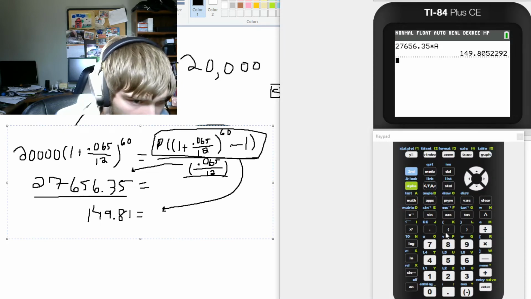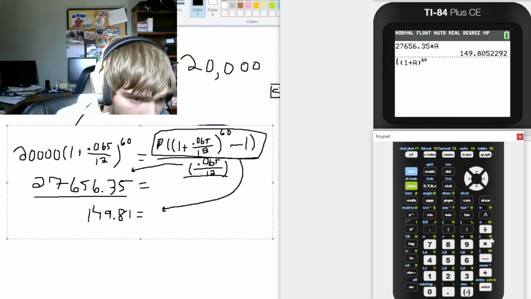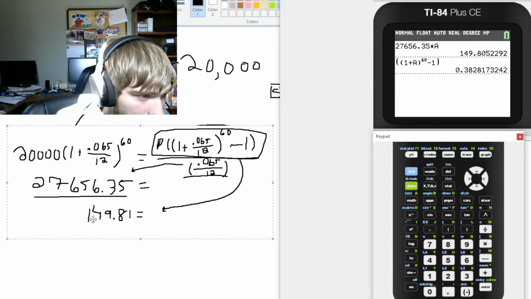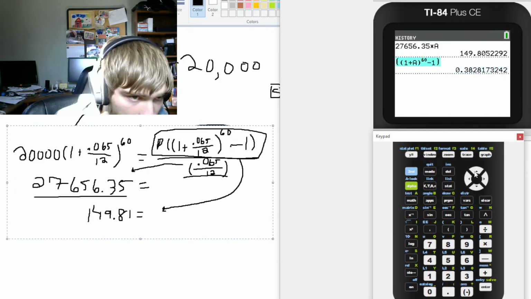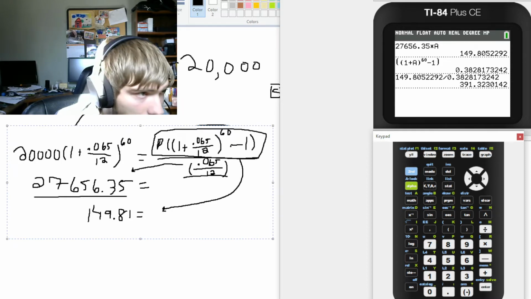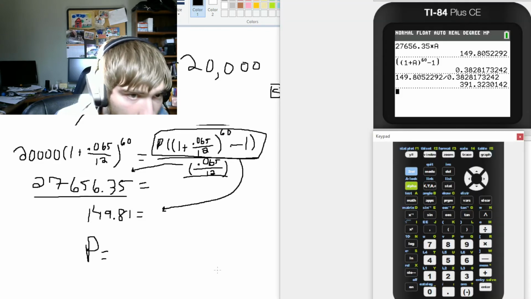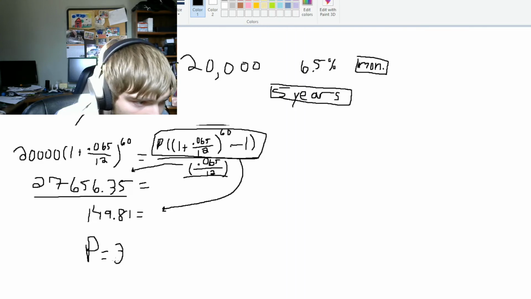So now I will do 1 plus A, because now we have that value stored to A, so I don't have to keep typing it, to the 60th power minus 1. And now I'm going to do this 149. Again, I can press up from a previous video, highlight that, and then hit divide, and go up here, divide by that. And now we should find that our P value, which is our final answer, our payment each month, is $391.32.